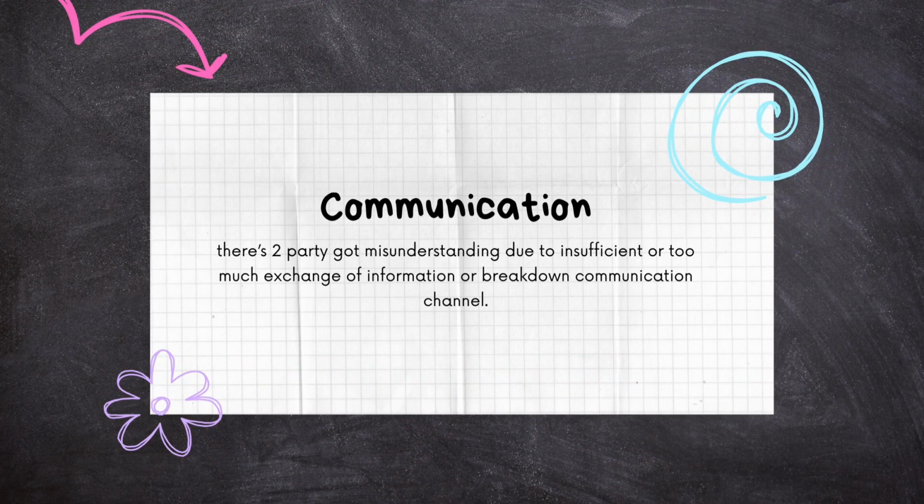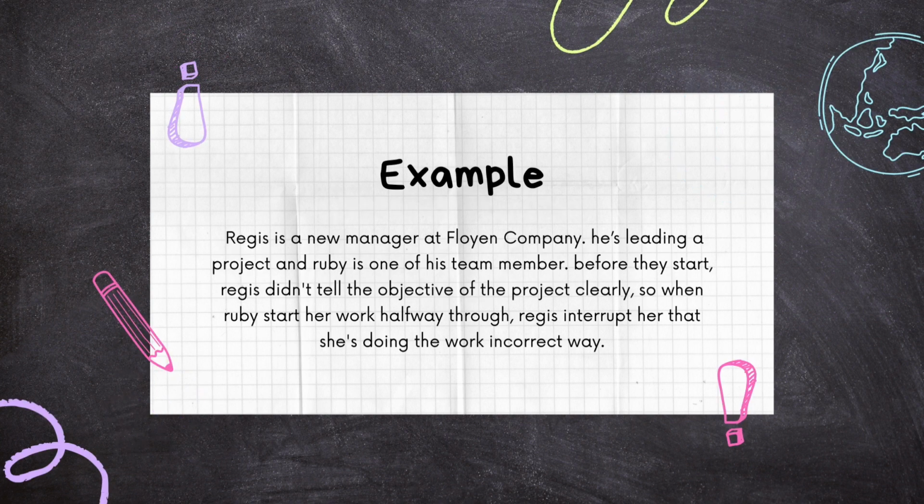For communication, we can simplify it as when two parties have a misunderstanding due to insufficient or too much exchange of information, or a breakdown in the communication channel. For example, Regis is a new manager at a Florian company. He is leading a project and Ruby is one of his team members. Before they start, Regis didn't tell the objective of the project clearly, so when Ruby is halfway through her work, Regis tells her that she's doing the work incorrectly.